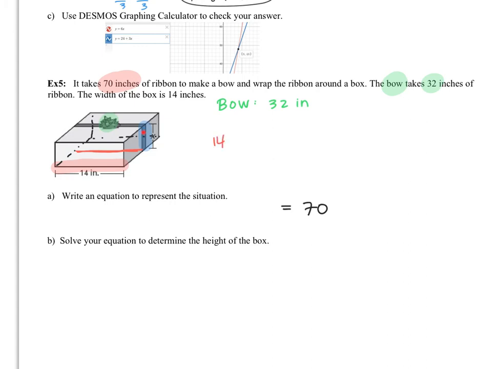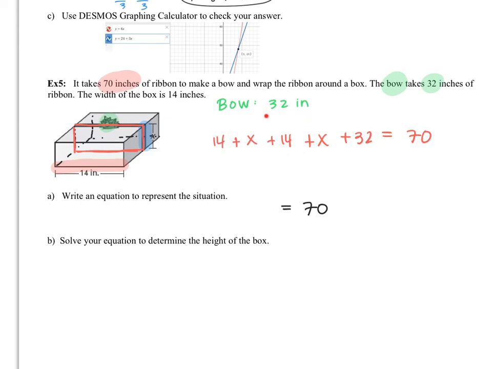Then I would go up the side of the box, which is my height, which is x inches. So I'd add to that x. Then I would come back across all the way for another 14 inches. Then I would go down here for another x inches. So that would be the amount of ribbon that I would need to go across the bottom, the side, the top, and the other side. And then I also need the bow, which we've already decided is 32 inches. So I'd add that 32 inches, and that's going to get me my total of 70 inches of ribbon.